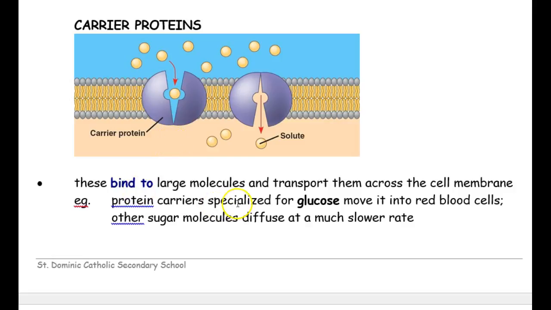The protein carrier for glucose will be very specific to glucose only, and it helps that large molecule move through and get into red blood cells. Other sugar molecules that we don't need as much don't diffuse as much. So the priority becomes glucose, and the carrier protein will want to get that glucose in before any of those other sugars. This is really important for cellular respiration and maintaining energy levels within living organisms.